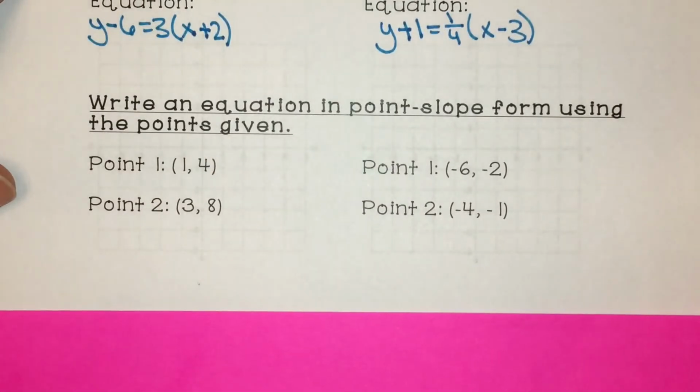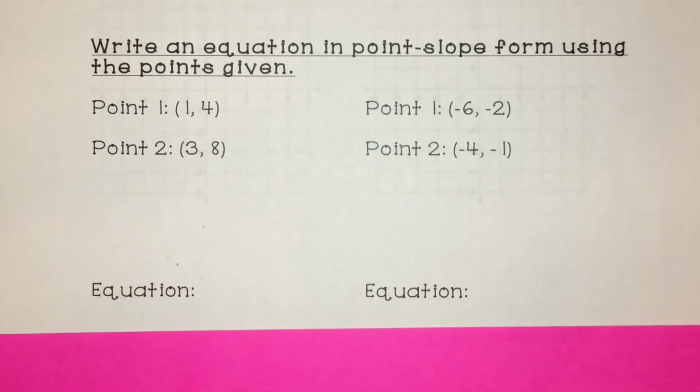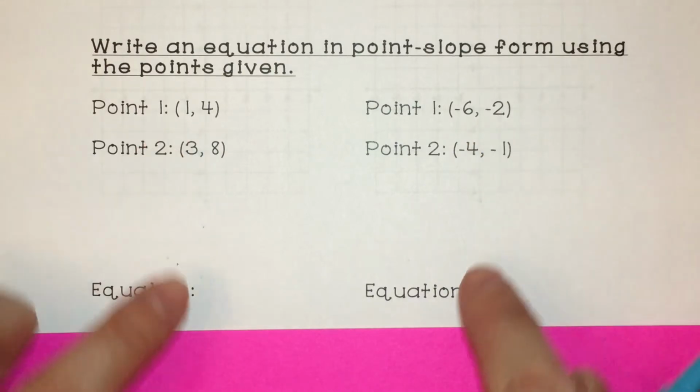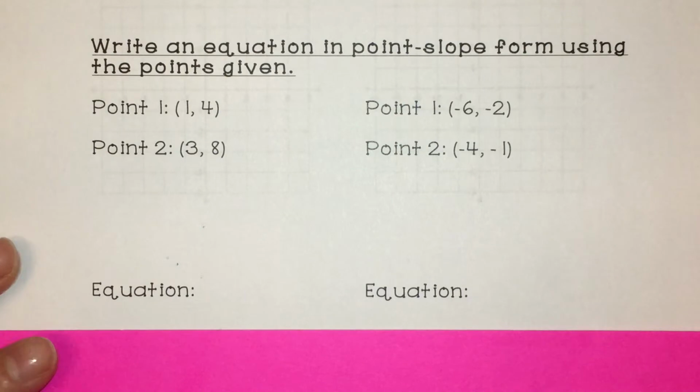All right, go ahead and try these two. I need you to find the slope between the points, and then using the slope and point 1 from each, create the equation. All right, so come back when you're ready for the answer. So I'm going to go through the answer now.